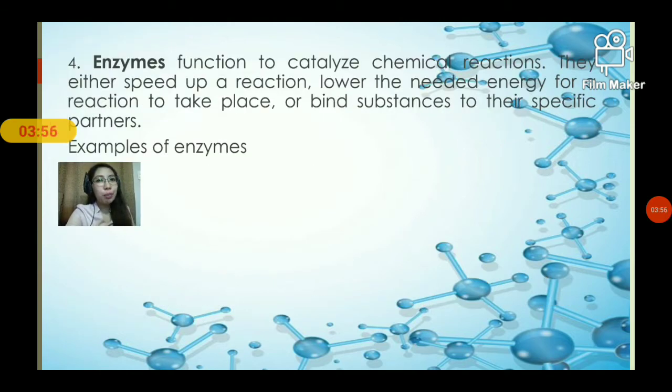Next is enzymes. They function to catalyze chemical reactions. They either speed up a reaction, lower the needed energy for a reaction to take place, or bind substances to their specific partners. Yes, the example is enzymes.